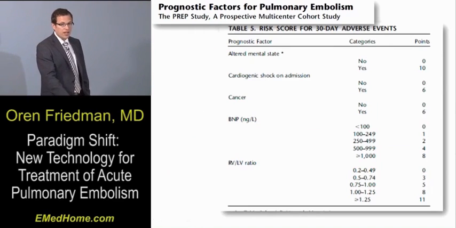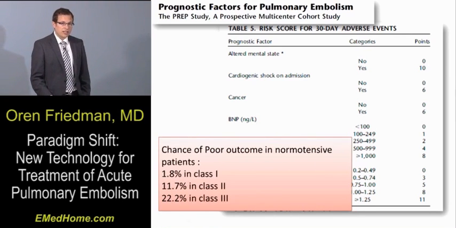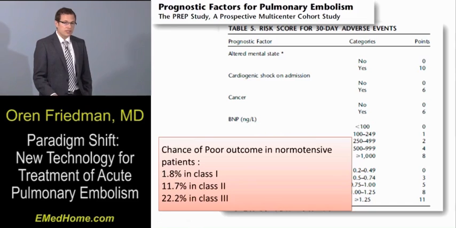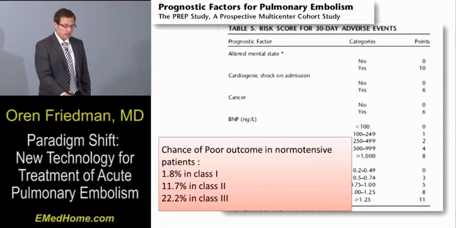They came up with a risk stratification tool and a score, giving points to each of the above: altered mental status, cardiogenic shock, cancer, BNP, and echo showing an increased RV to LV ratio. And they grouped them into 3 categories: class 1, 2, and 3. And you can see the risk in normotensive patients if you are in class 1, 2, or 3. If you fall into class 3, even if you're normotensive, you have a little over 20% risk of an adverse event.